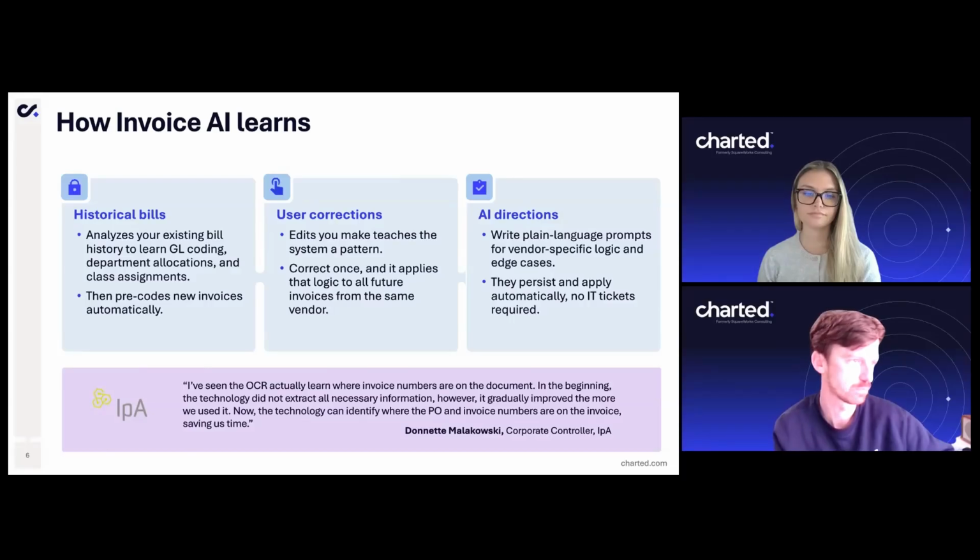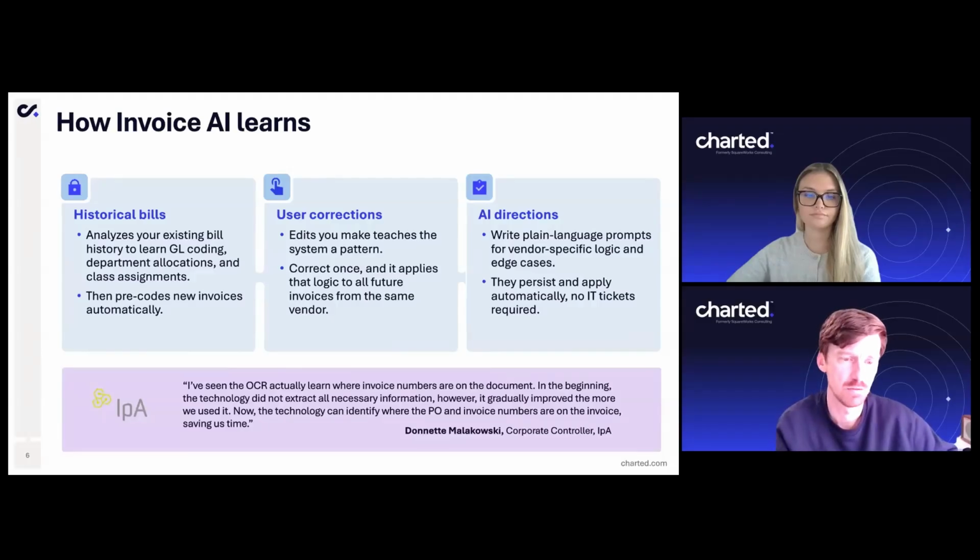The last tool that Invoice AI has for learning and understanding how your business works is what we call AI directions. AI directions are natural language prompts, or think of it as additional context that you can provide Invoice AI for specific use cases or specific edge cases. The nice thing about AI directions is that this is all controlled at an account level and at a business level. All of these things that we're talking about here, whether it's AI directions, user corrections, or historical bills, make the solution smarter for you in your particular business.